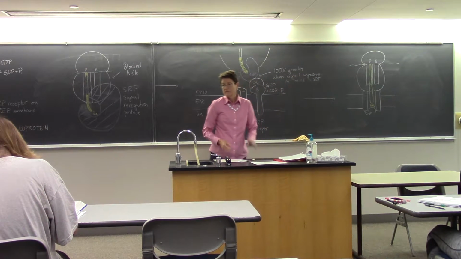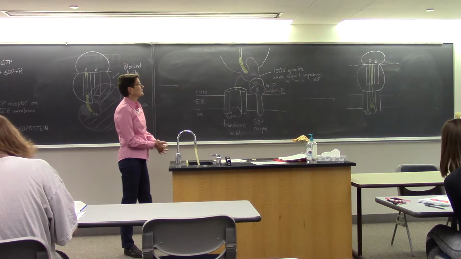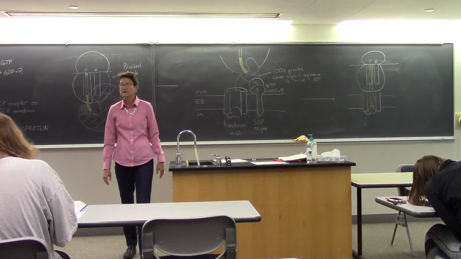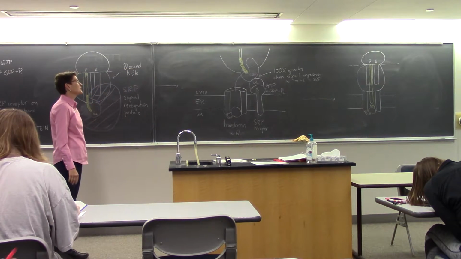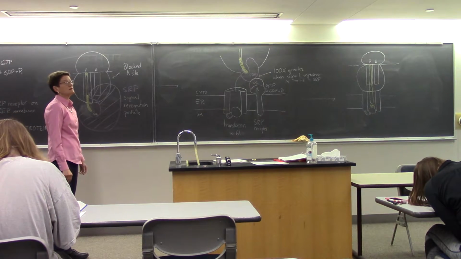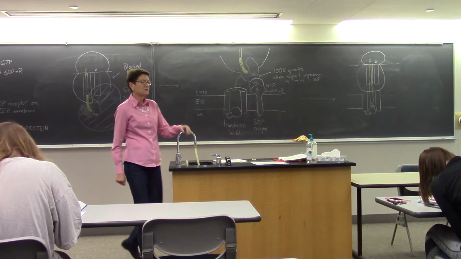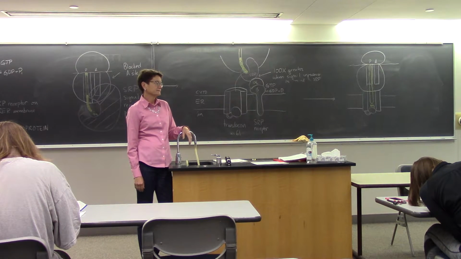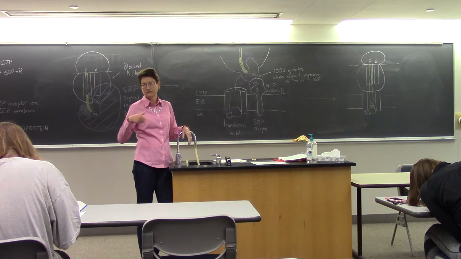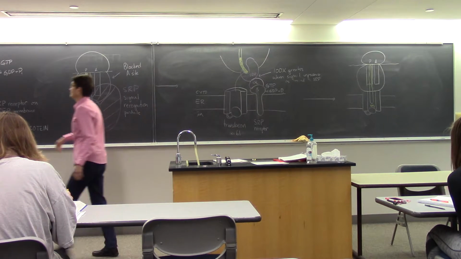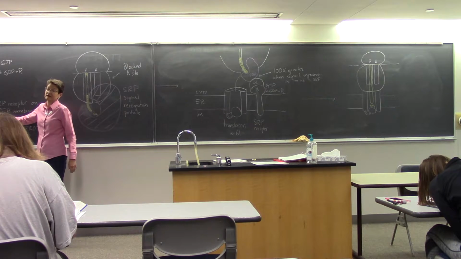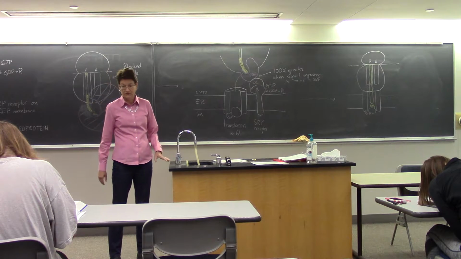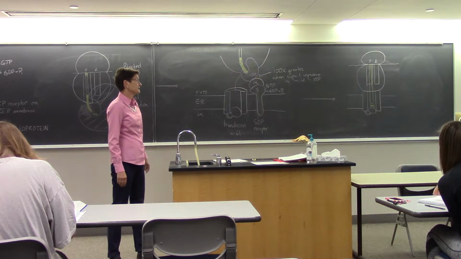Okay? The SRP can go pick up another signal sequence, go bind to another ribosome revealing a signal sequence. And the SRP will change its GDP into a GTP, and you can start the process over. So an SRP can be used over and over again, and this SRP receptor can be used over and over again.